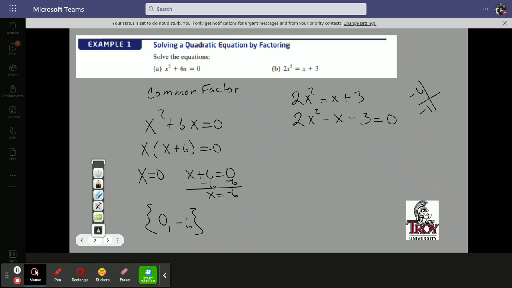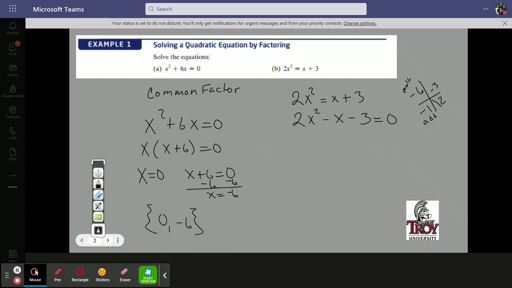All right, so here's what I'm looking for. I need two numbers that if I multiply those two numbers, I get a negative 6. But if I add those two numbers together, I'm going to get a negative 1. They got to multiply to negative 6, but add to negative 1. What is negative 3 times 2? It's my negative 6. And negative 3 plus 2, there's my negative 1, right?